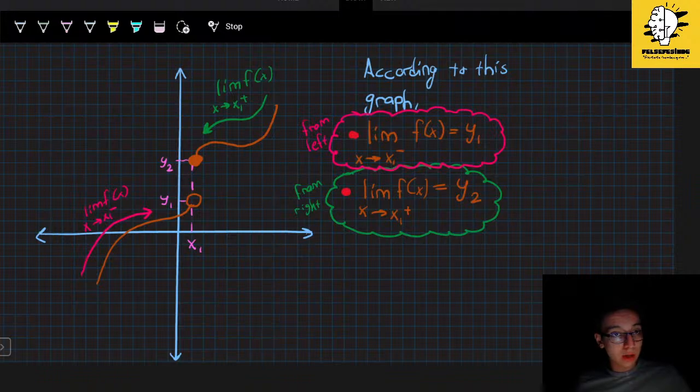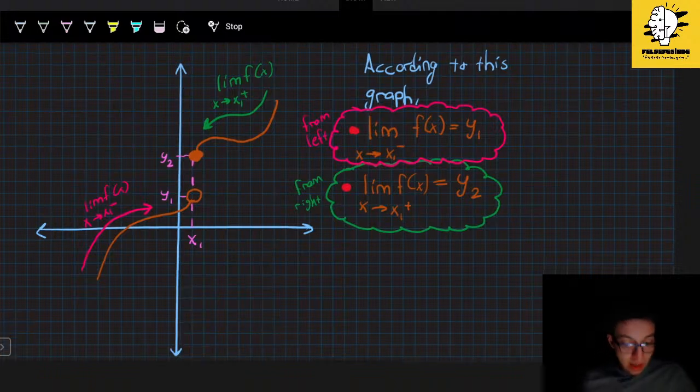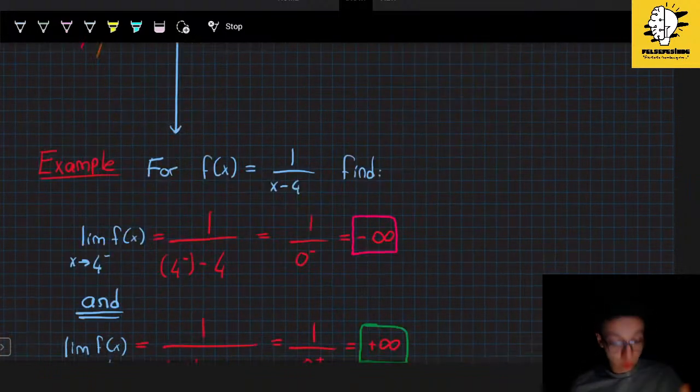Anything you want to add to what we said here? Very good. So let me show you an example. How do we use them in real functions?